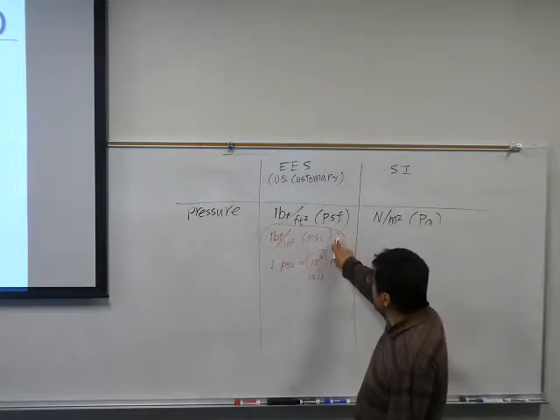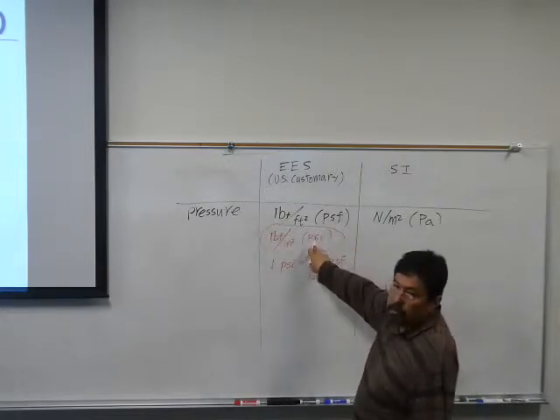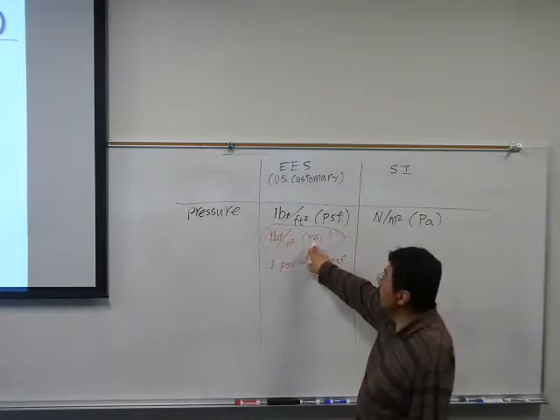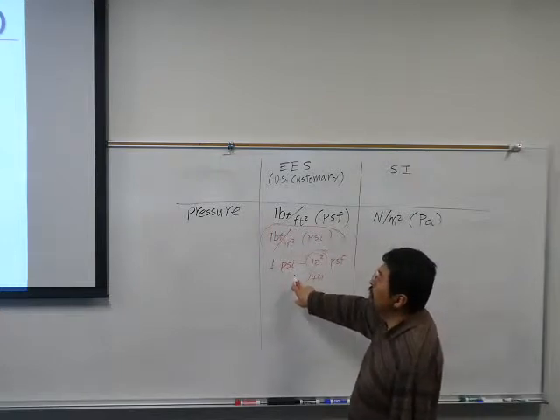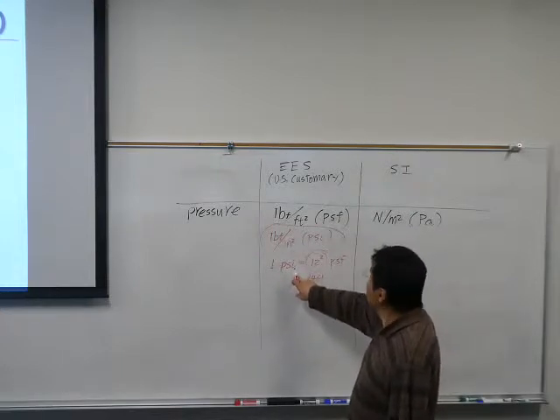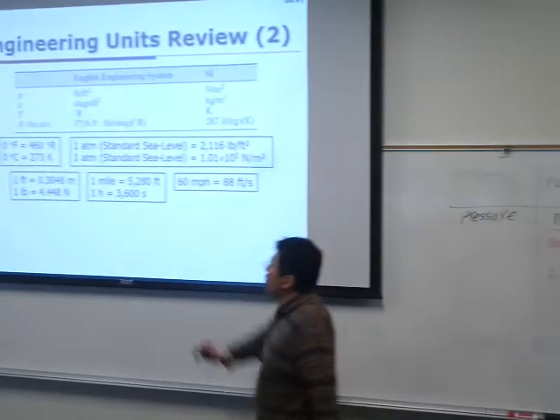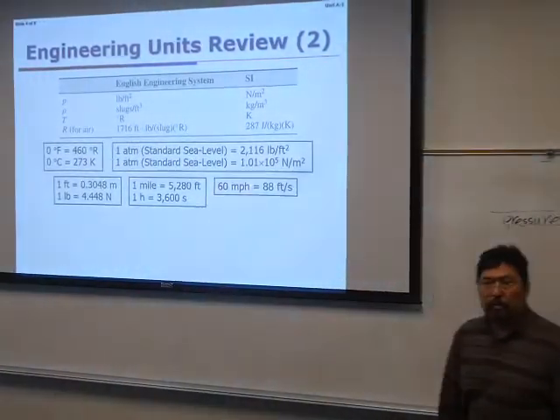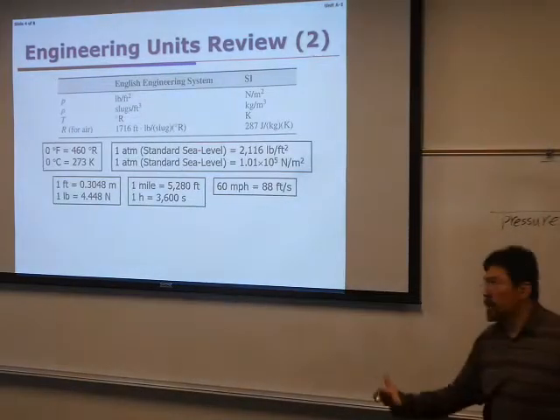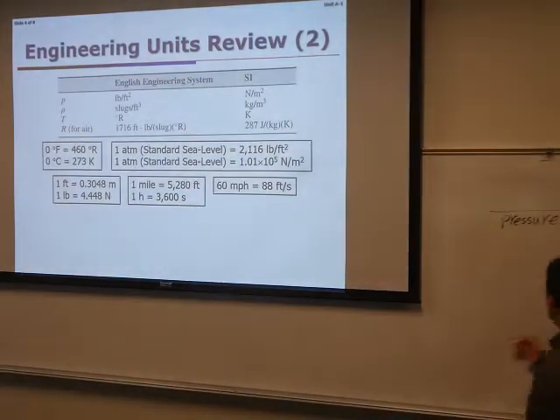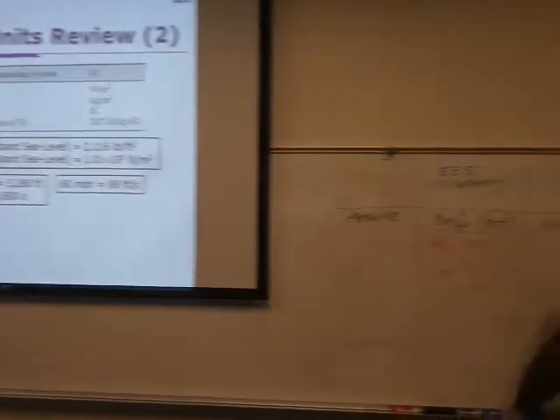The reason why people want to use PSI is PSI will give you a nicer unit, which is standard sea level atmospheric value of 14.7 psi, but if you use PSF, 2,116 PSF. People want to use 14.7 instead of 2,116. Okay, so that's why.